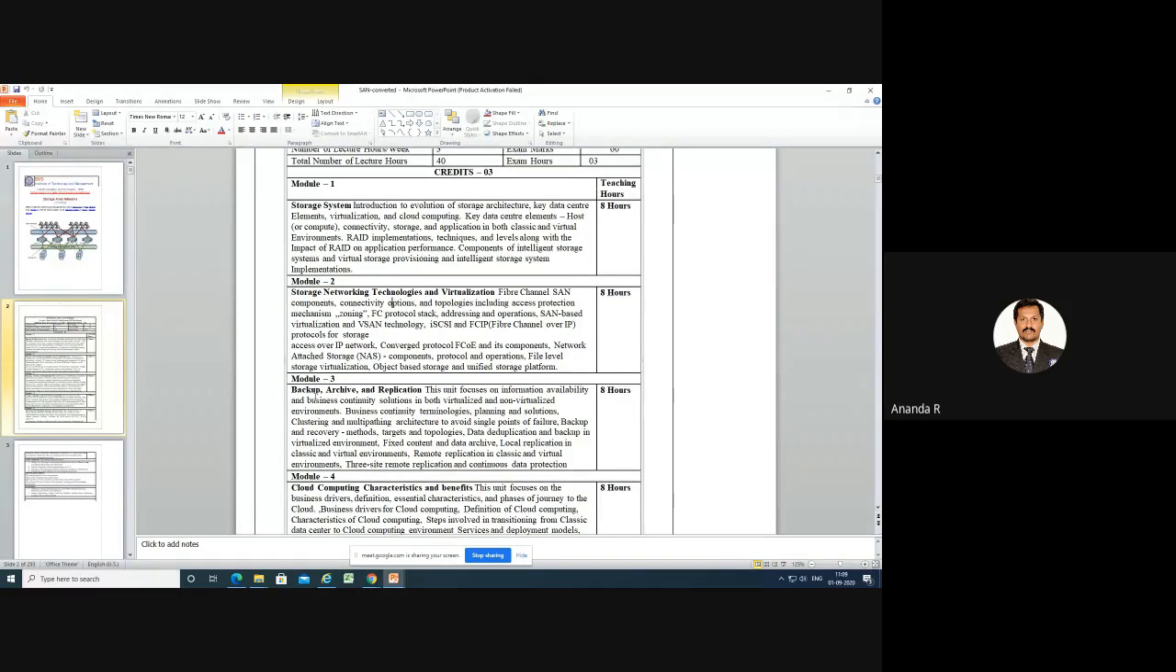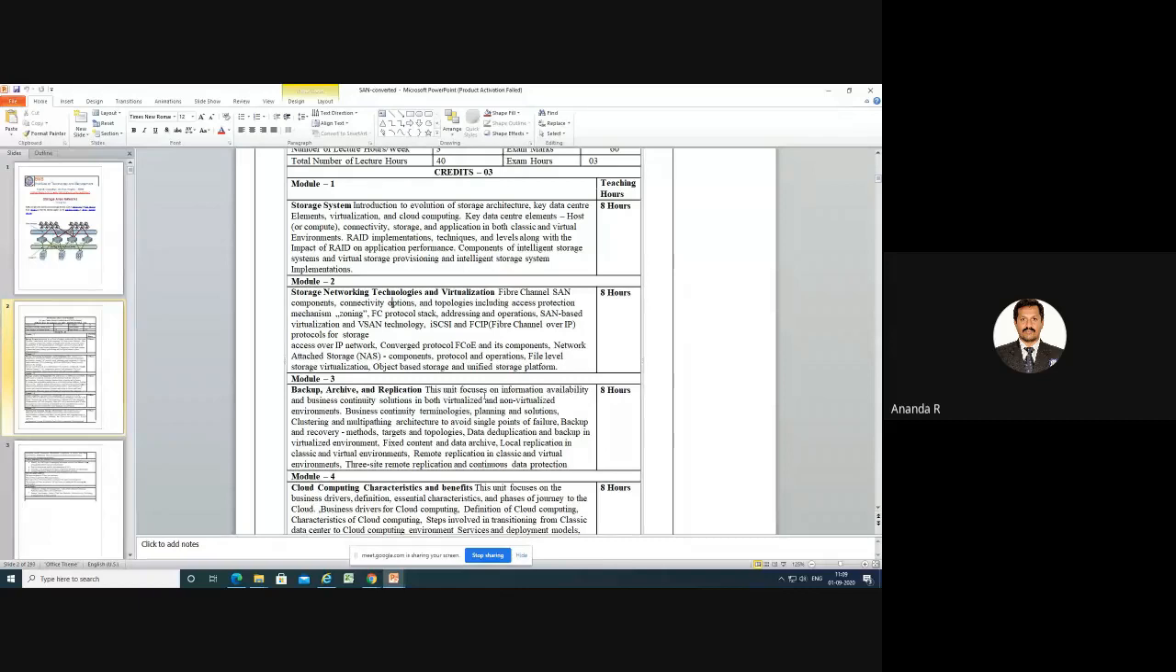All these three topics we cover in module number three. The first module is completely about the introduction. The second module is about networking technology and virtualization, which we use inside the SAN. And the third module is about backup, then archiving of data, then replication of data. Why we need to take a backup, what the technology behind it is, what replication of data means, and what archiving of data means. So this is module number three.